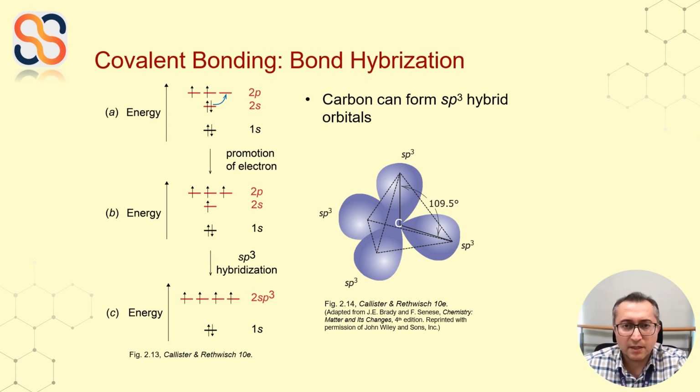Carbon has the electron configuration of 1s2, 2s2, 2p2. To form four equivalent bonds, one of the 2s electrons gets promoted to the empty 2p orbital. This promotion results in four orbitals that are all equivalent in energy, and we call them sp3 hybrid orbitals. The geometry of these sp3 hybrid orbitals is important. They arrange themselves in a tetrahedral shape with bond angles of approximately 109.5 degrees. This geometry allows carbon to bond effectively with four other atoms.